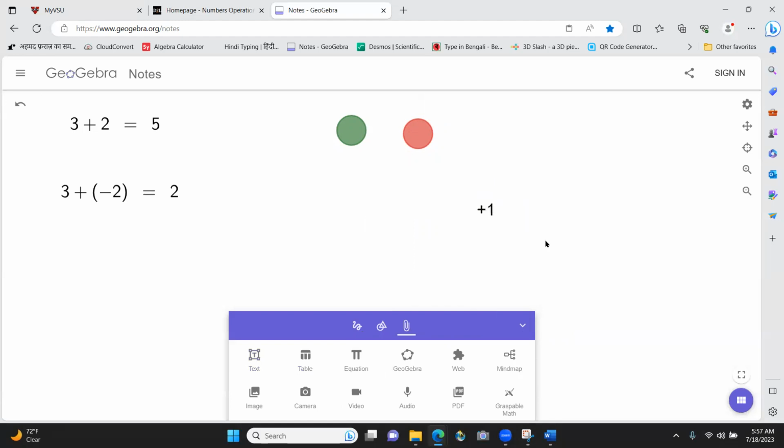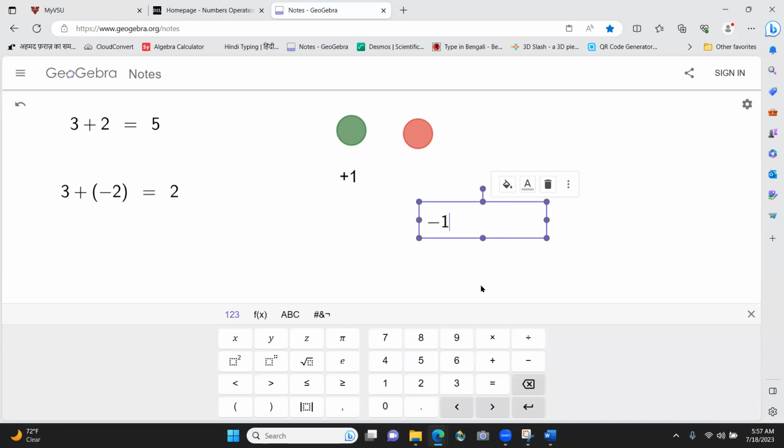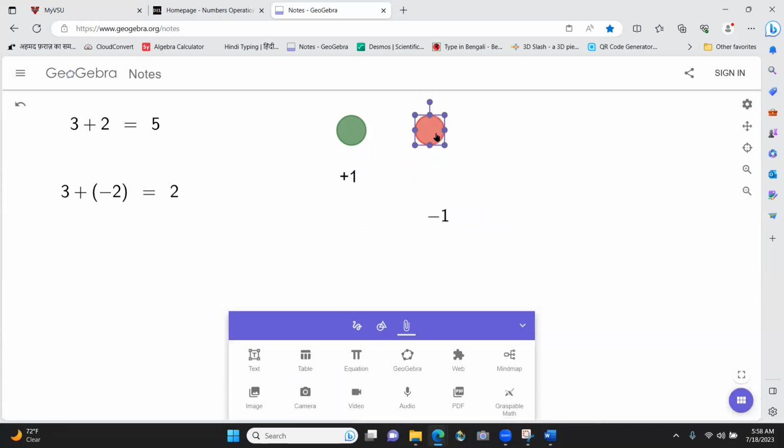+1. Let's just say $1. And a red circle means -1. Let's say you owe somebody $1. It could be anything. It doesn't have to be $1. You could owe somebody a box of chocolate. But we're going to just stick to $. Okay, +1 is a green circle, and -1 is a red circle.